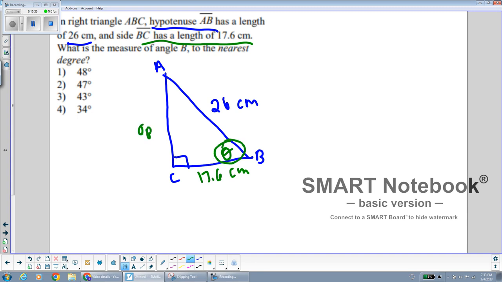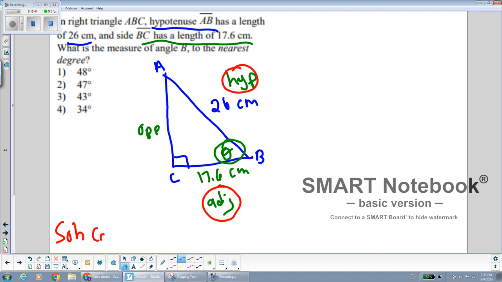So here would be opposite, hypotenuse, and adjacent. So I'm looking for a trig ratio that uses adjacent and hypotenuse because that's what I have information about. And if I write down SOHCAHTOA, that would be cosine, adjacent, and hypotenuse. So let me set up my cosine ratio. Cosine of the angle that I'm looking for is equal to adjacent over hypotenuse.